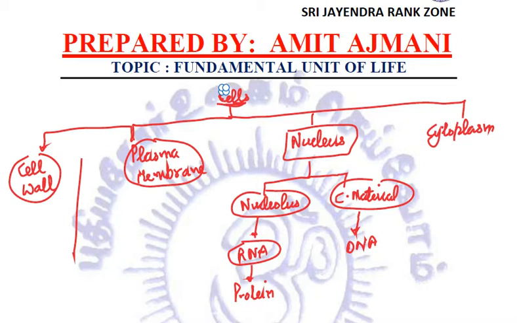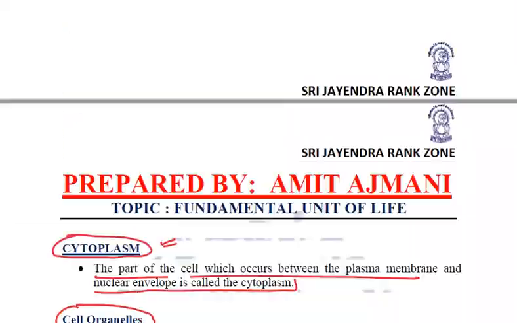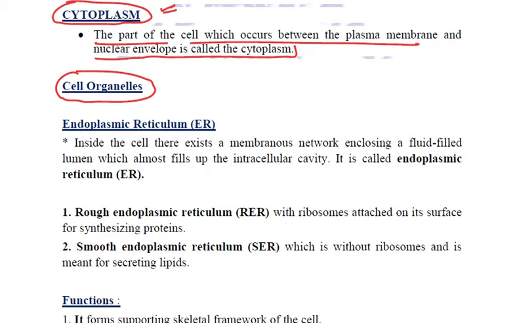Apart from the nucleus, any fluid substance that is left inside the plasma membrane is called cytoplasm, and this cytoplasm contains various cell organelles. Now, what are those cell organelles? Let us try to study one by one. The first cell organelle that we will be discussing is endoplasmic reticulum, also written as ER in its shorter version.